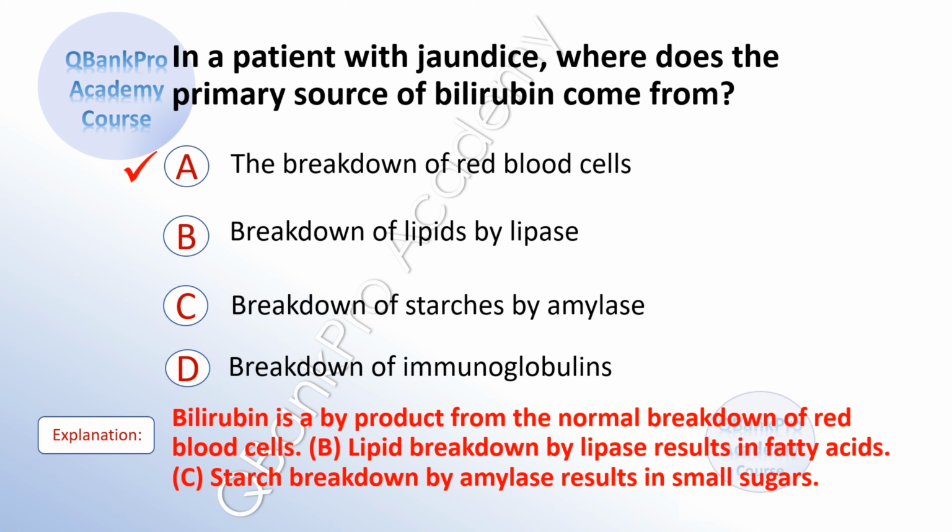The correct answer is A. The breakdown of red blood cells. Explanation. Bilirubin is a byproduct from the normal breakdown of red blood cells. B. Lipid breakdown by lipase results in fatty acids. C. Starch breakdown by amylase results in smaller sugars.